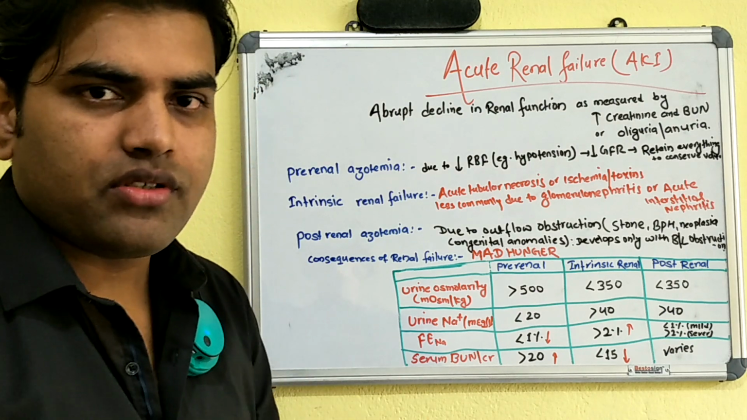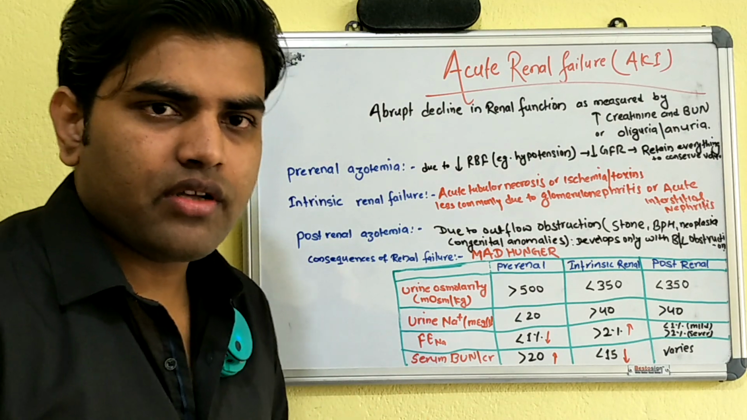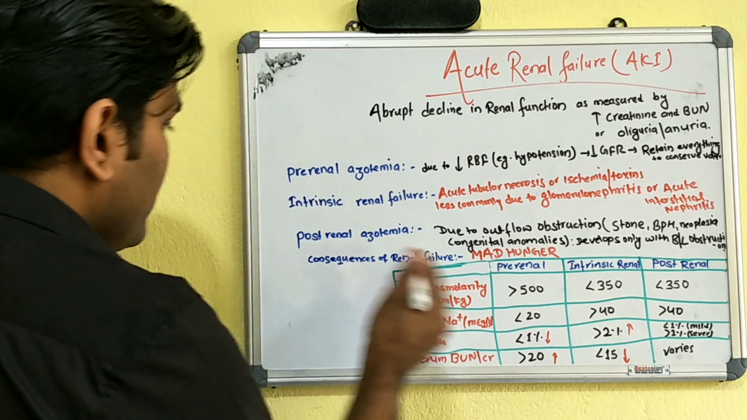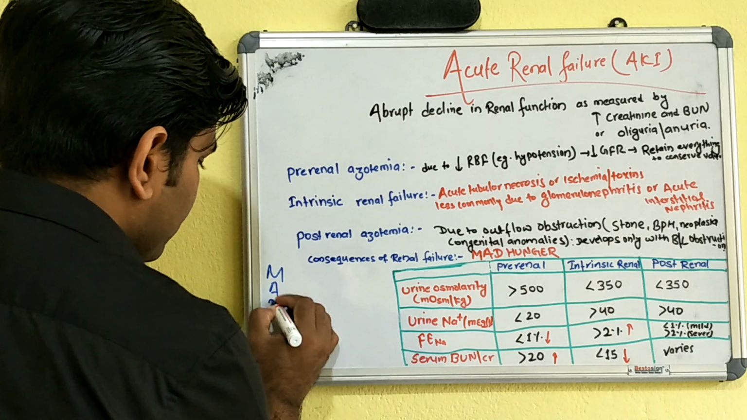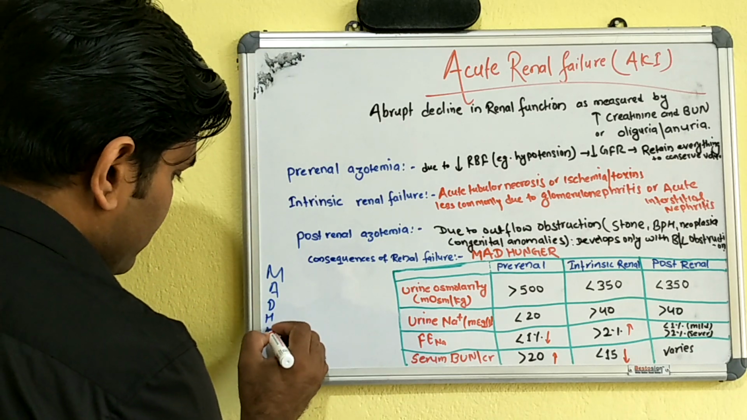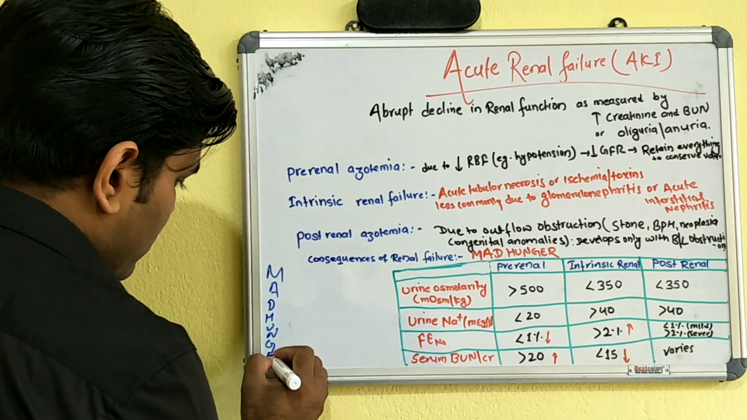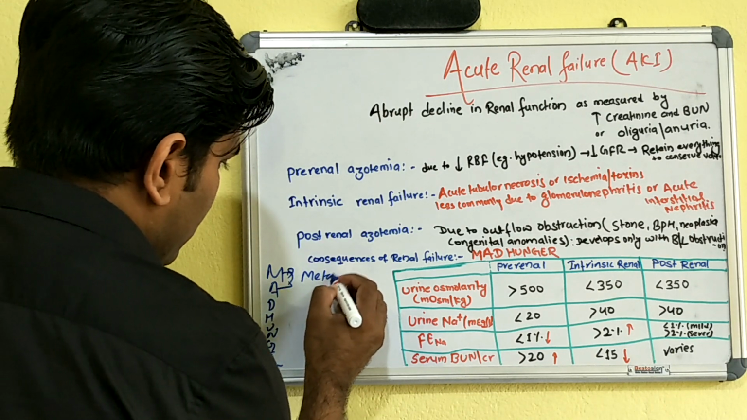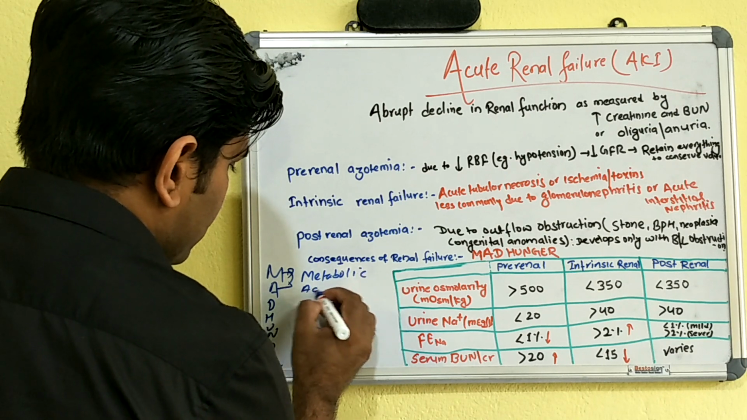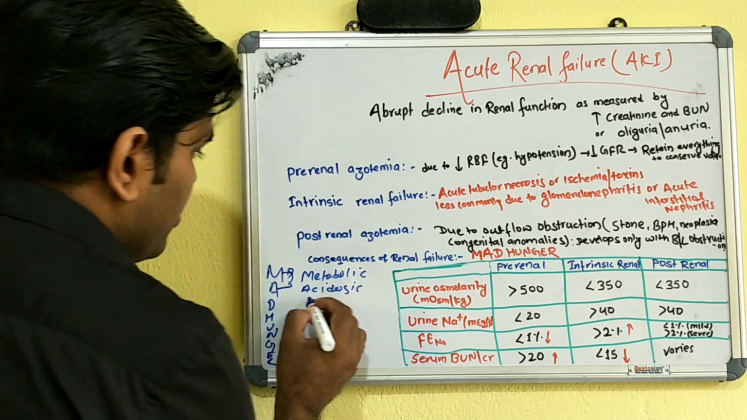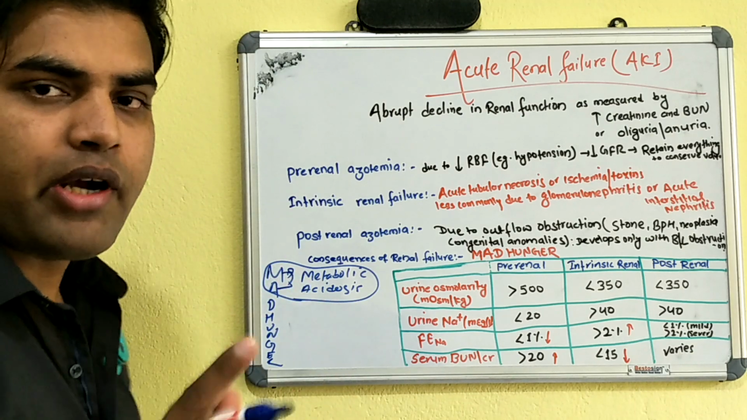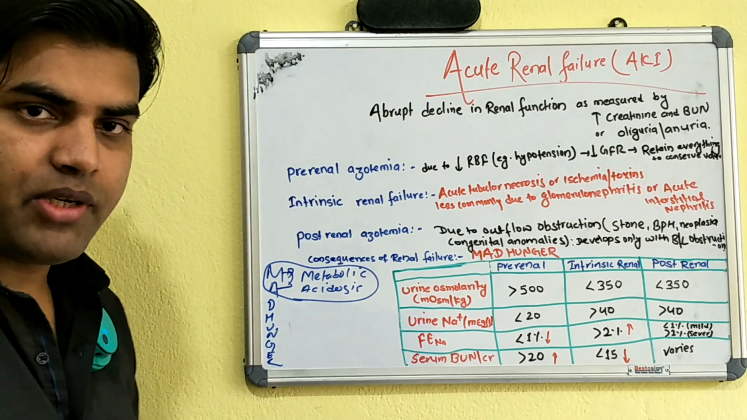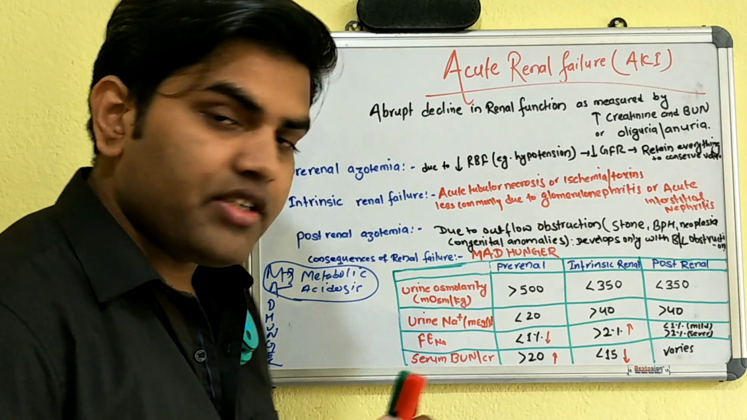Now, what are the consequences of renal failure? If the kidney has shut down, due to acute or chronic failure, what are the consequences? Consequences are like MAD HUNGER, I will talk about it. So MA is metabolic acidosis. One component of your renal failure is metabolic acidosis, and we have talked about metabolic acidosis in detail in the acid base lecture. You go there and discuss it.